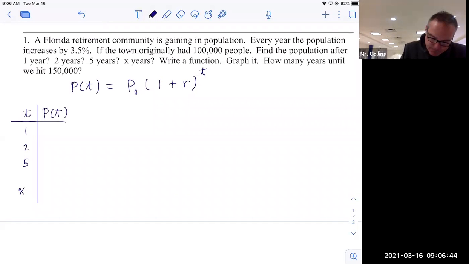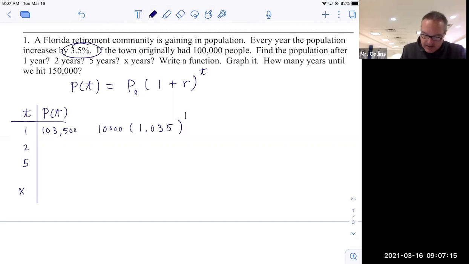So for instance, for 1 year, it would just be what? 100,000 times 3.5%. So that's 1 plus 0.035, or 1.035, right? That's my growth rate there. That's my R. And I'm going to raise this to the first power, obviously. So pretty easy. I'm at 103,500. That was easy math. Probably didn't even need a calculator.